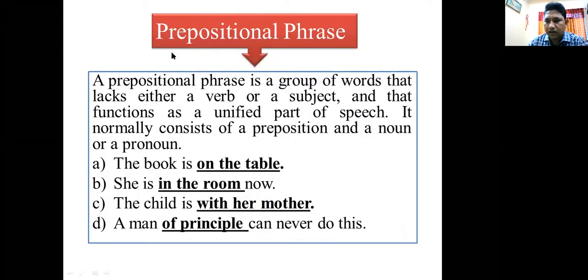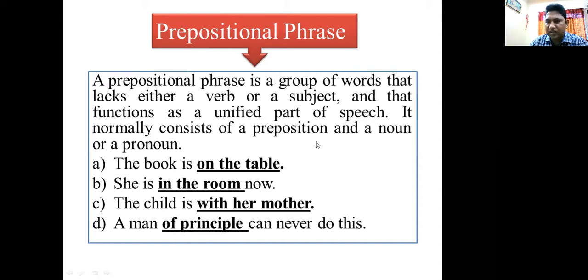Now come to the next slide, that is prepositional phrase. A prepositional phrase is a group of words. That means that prepositional phrase is a collection of words that lacks either a verb or subject. In prepositional phrase, there is no verb or there is no subject. It lacks subject or verb, and that functions as a unified part of speech. It normally consists of preposition and a noun or pronoun. Okay, this is most important. A prepositional phrase basically consists of a preposition and a noun or pronoun.